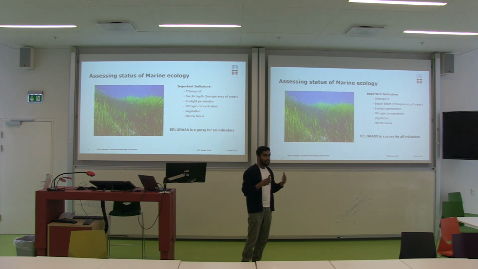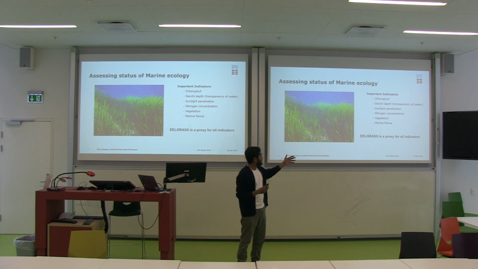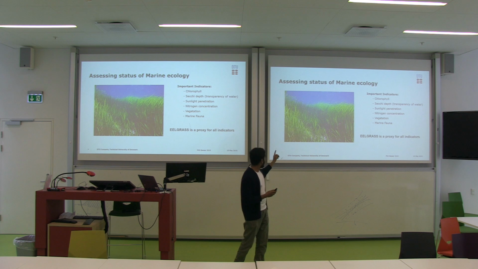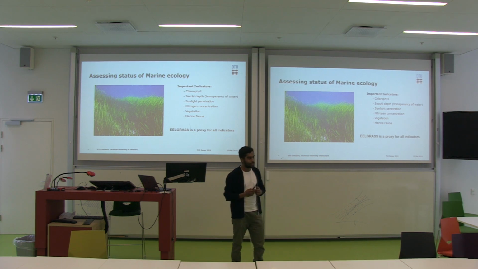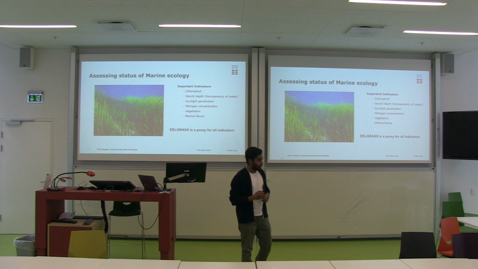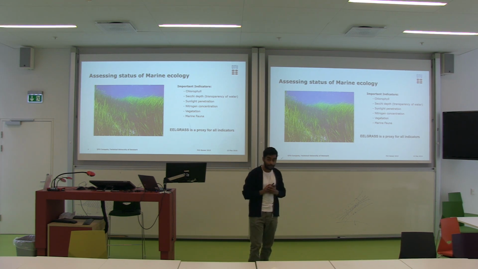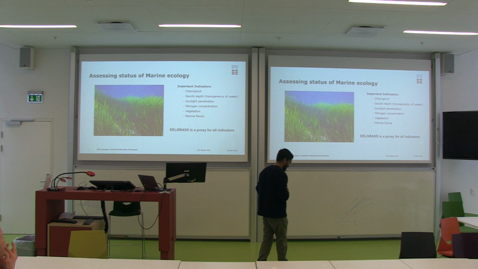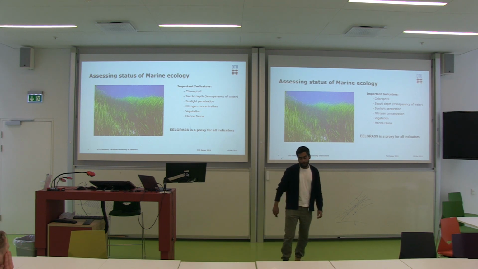So one of the things which is a proxy for all the other measurements is eelgrass, which is a kind of benthic vegetation, with long strands and sharp edges, which grows in the coastal marine system. So the idea is, if you find eelgrass beneath the surface of the water on a coast, then you are in a good position and you are happy. If you don't find it, then there's a problem.